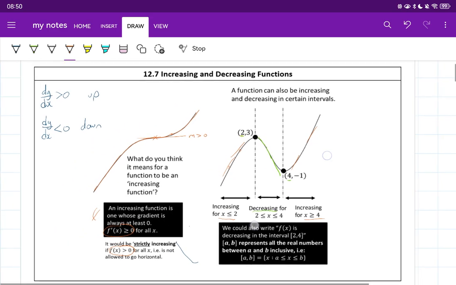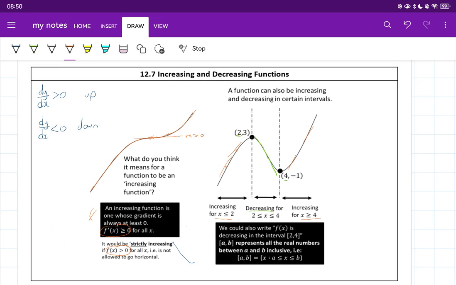And so that's what we're going to look at, ideas of increasing and decreasing functions. And as I said, for simplicity, we're going to say that increasing, up, is more than or equal to 0, and decreasing, down, is less than or equal to 0.